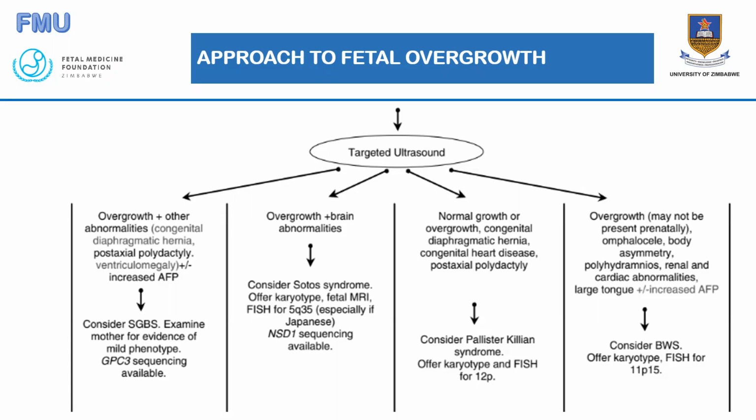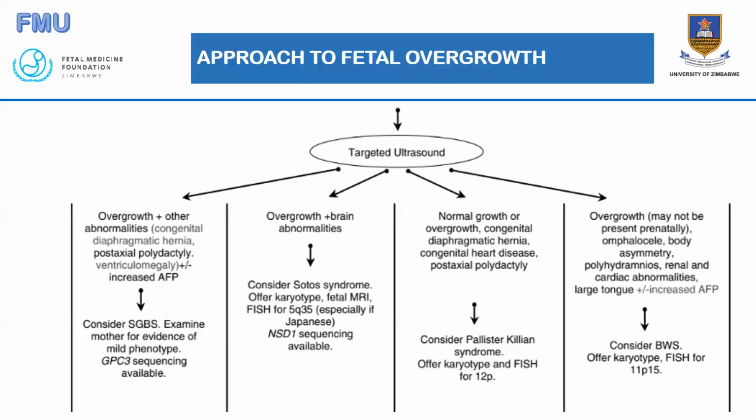This is why you see us taking the fingers and counting them. That is one of the reasons why people have to count the fingers whenever you are doing an anomaly scan. Don't underestimate the counting of fingers, because it will allow us to apply the syndromic approach, as you will see when you do the OMIM. Then consider Pallister-Killian syndrome, with a karyotype and FISH for the short arm of chromosome 12p.